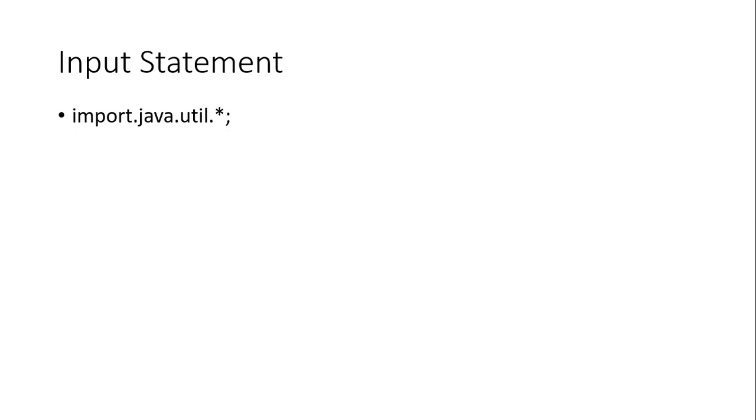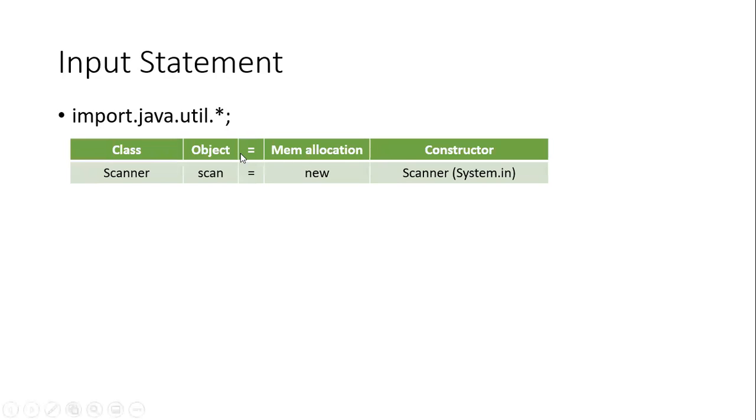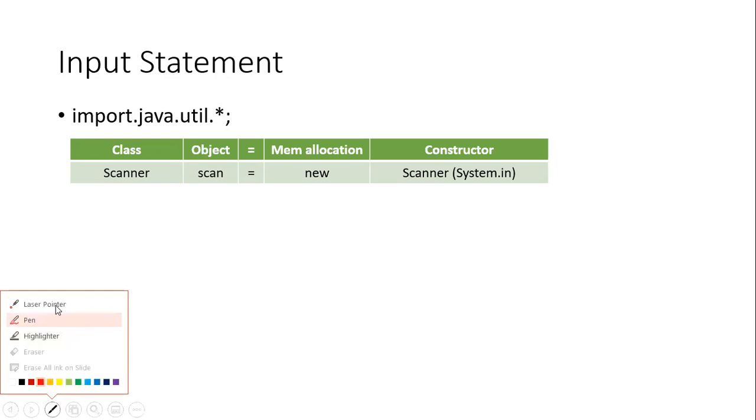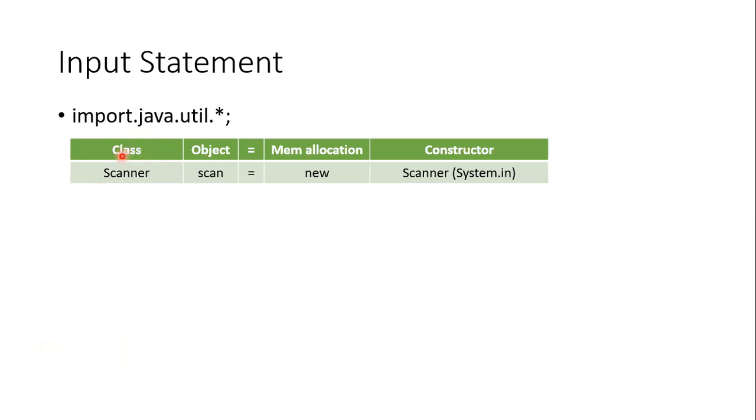Now here, in the util package, we have a syntax to follow to use one of the classes. As usual, the first part of the syntax is going to be a class, followed by an object, then the equal to operator, then memory allocation for this object, and also the possible constructor that is used here.